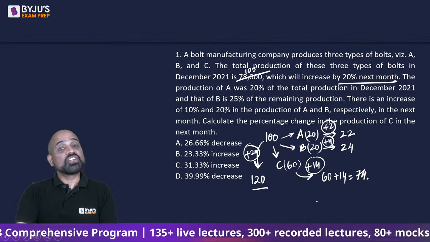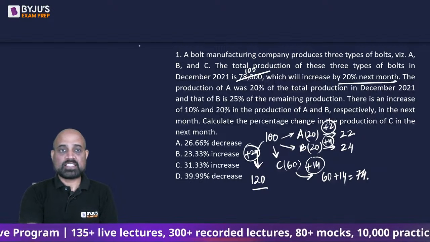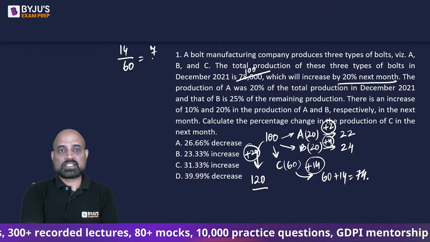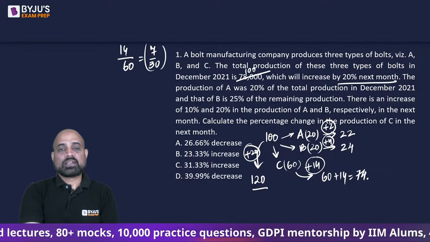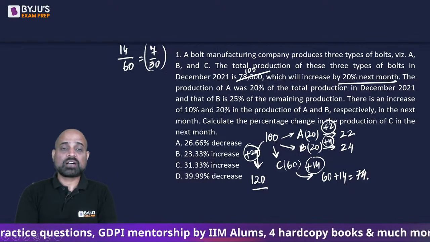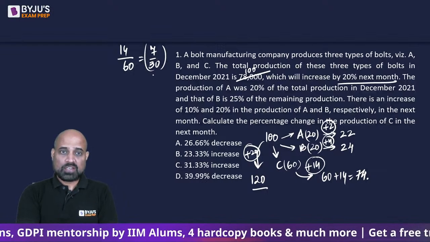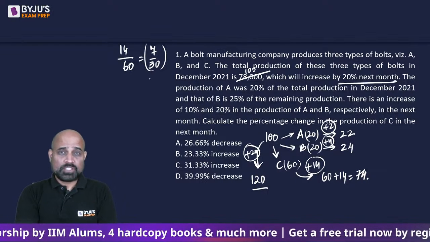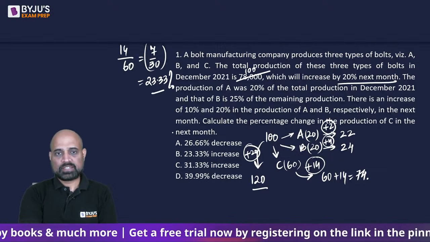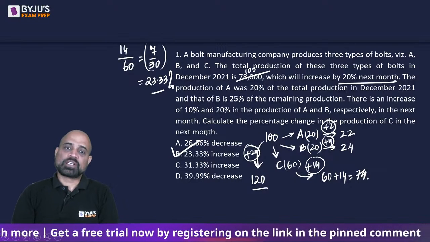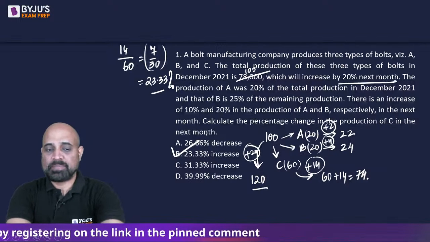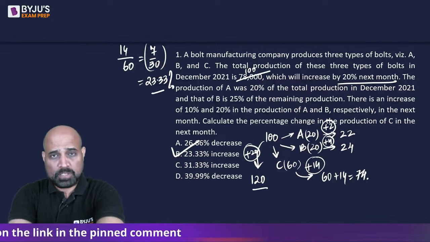So what is the percentage change in the production of C? So can we say that the change is 14 over 60, which is going to be 7 over 30. Now, 7 by 3 is 2.33, which is 233.33%. So 7 by 30 is going to be 23.33%, right? So option B will become the answer. So you don't have to choose any variable or any equation as such. Simply look at the bases. You assume the base because the question is based on percentage.